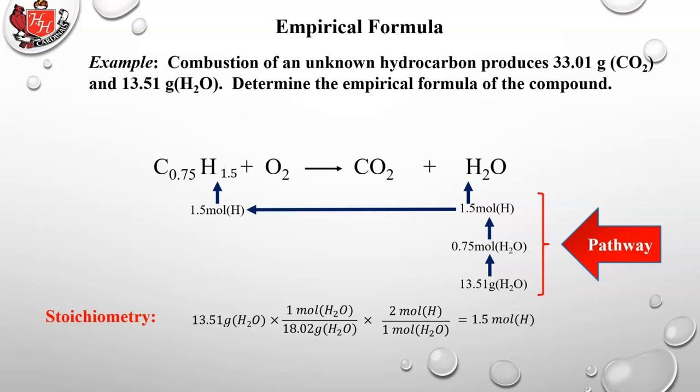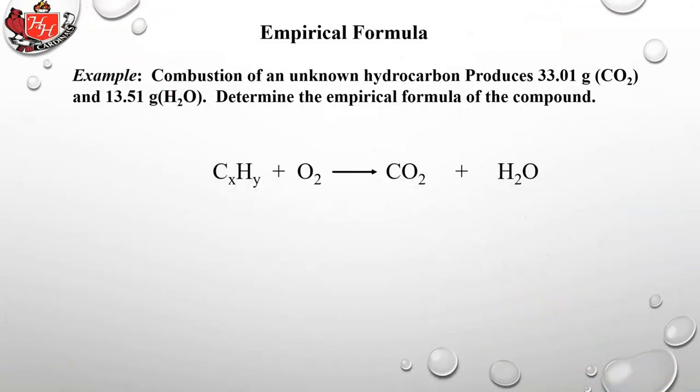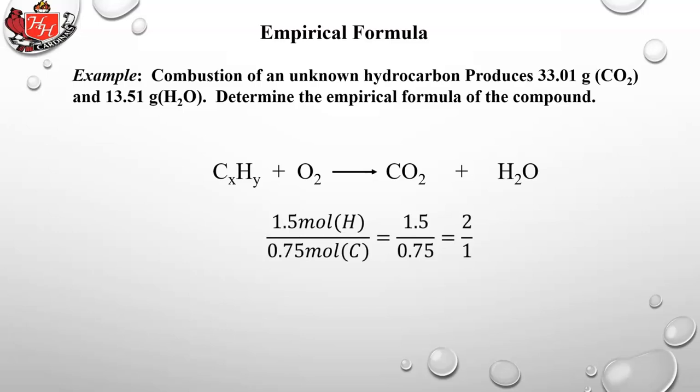Now we have to get those to be whole number values. So what you're going to do is take the bigger of those two numbers and put it over the smaller: 1.5 moles of hydrogen over 0.75 moles of carbon. So 1.5 over 0.75 is 2-to-1. That means the empirical formula is CH2.